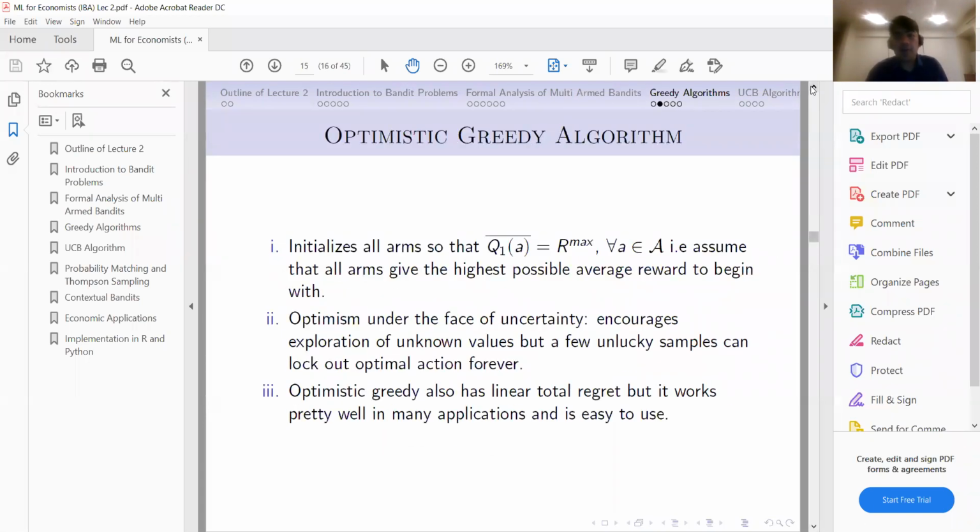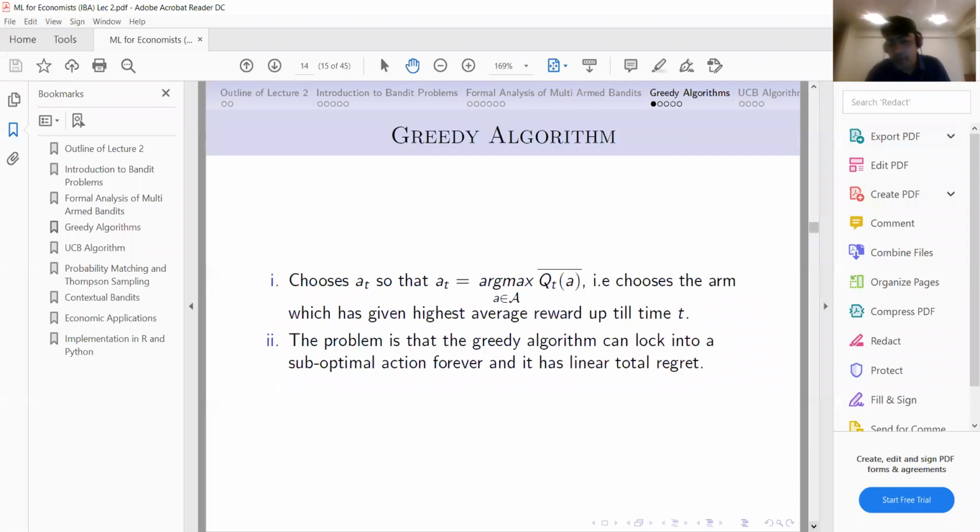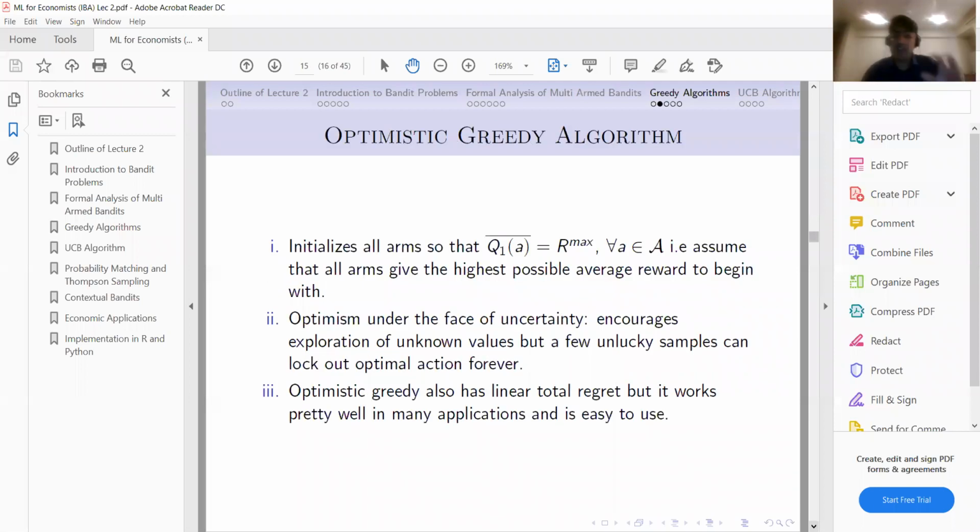The second algorithm is called the optimistic greedy algorithm. This actually does quite well in many applications, even though it is also not optimal. It's easy to use, and in many applications it's actually not that bad. You can use it in many simple applications, but this also has a linear rate of total regret, though it's better than the simple greedy algorithm.